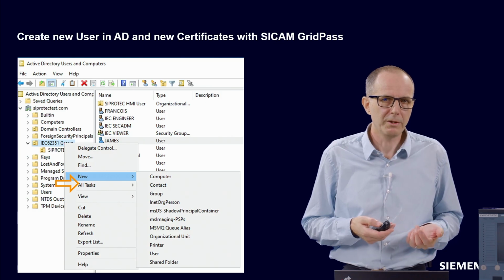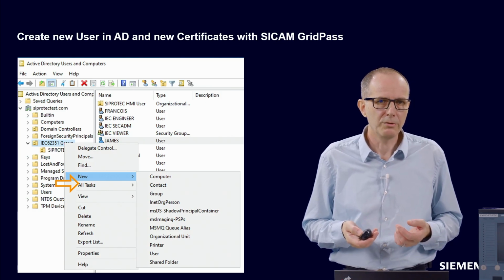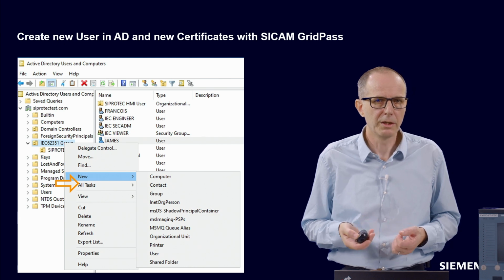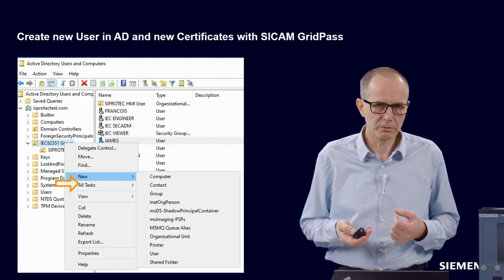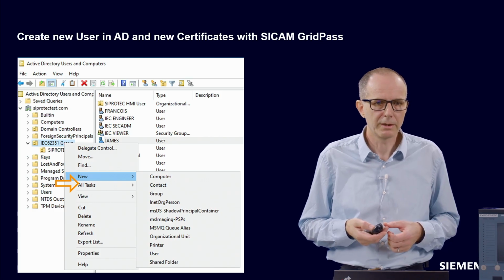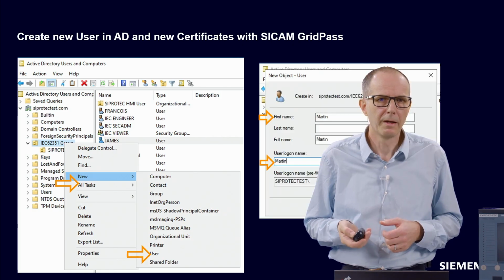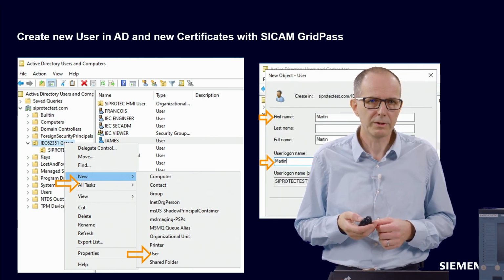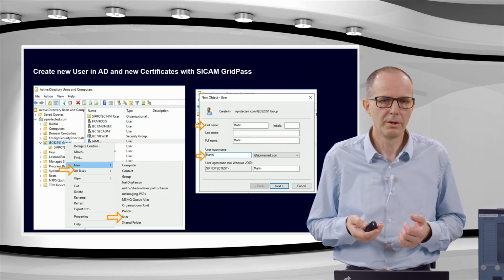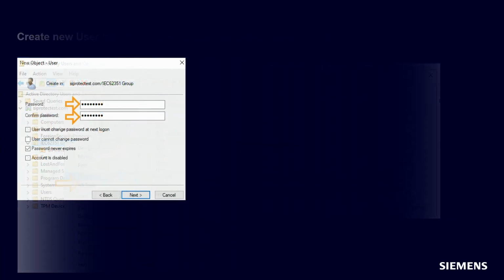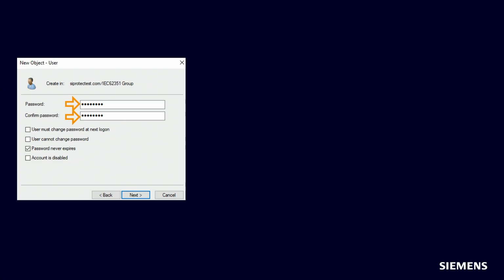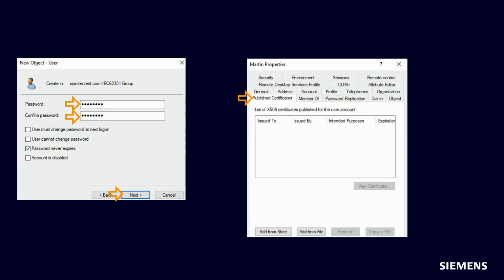In the IT tool Microsoft Active Directory, we can add a new user in the organization unit called IC 62341 group. Make a right click and select new and click on user, and enter a new username, for example Martin, and click next. Enter the new password and click next. Click on properties, and under publish certificate we see that we can add a user certificate.